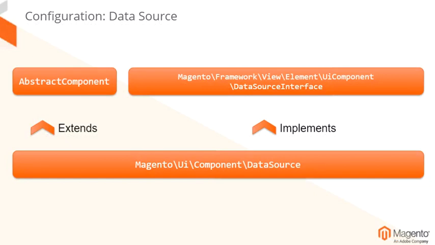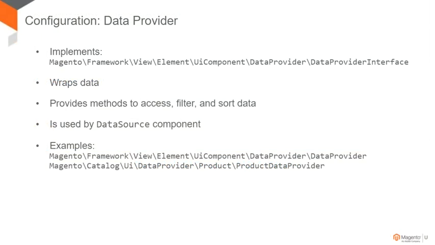The hierarchy for the data source component is depicted in the slide. As you know, each component should have its own PHP class. For the data source, there is the interface DataSourceInterface, which every data source implementation has to implement. The UI component data source commonly extends AbstractComponent. The data source does not actually contain data. Instead, it obtains data from a data provider, the class that is responsible for data. For example, for the grid UI component, its data provider will wrap the collection with data.